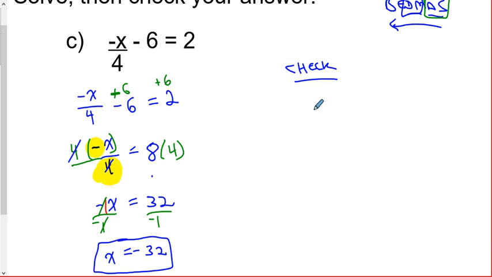Let's check our answer. Okay, so we've got -x. Where x was, I'm going to put in -32. So I'm going to write out the exact same thing, but I'm just going to put a -32 in where x is. This is a little complicated. So you'll notice I've got the double negative there. Those are going to cancel out. It's like subtracting a negative would cancel out. So it's actually going to be positive 32.